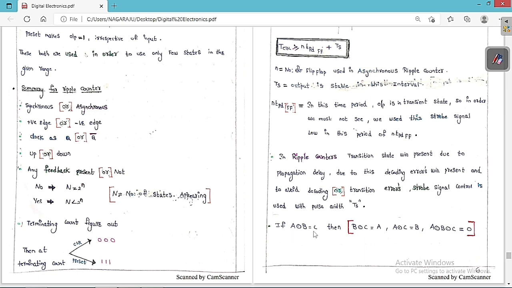If A XNOR B is equal to C, then B XNOR C is equal to A, and A XNOR C is equal to B, and A XNOR B XNOR C is always equal to 0. So this is a very important point that you always have to keep in your mind.